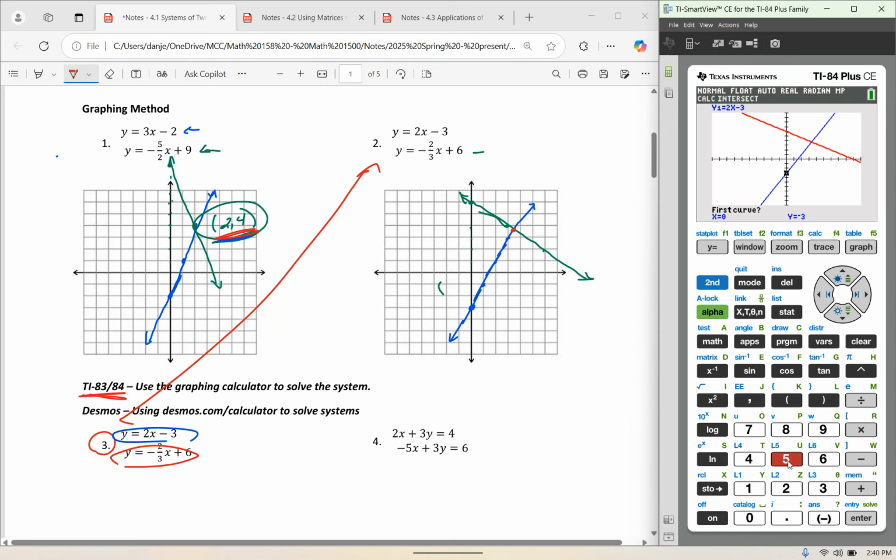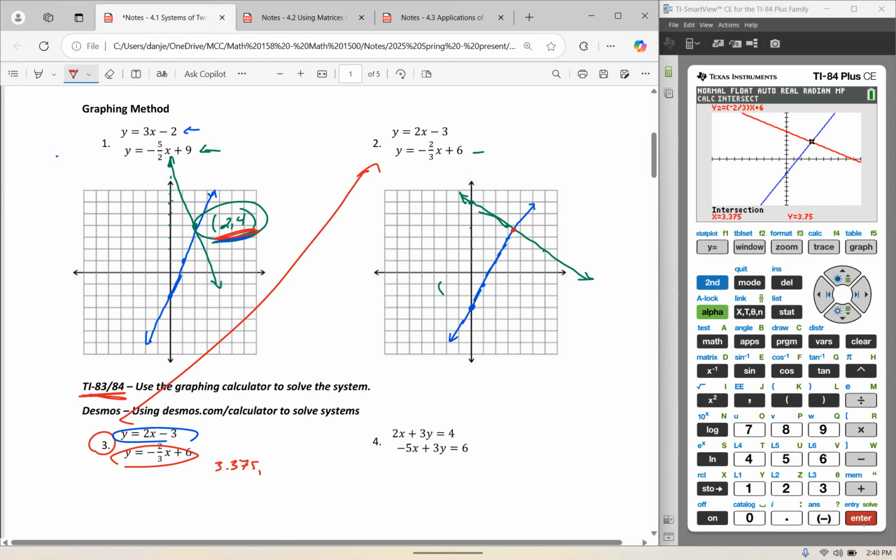The calculator is going to ask me a few questions, and many people miss at the top here. It says y1 in blue. It says y1 equals 2x minus 3. Is that your first curve? Yes, it is. And all I need to do is press enter to say yes. And then you'll notice up here it says y2 equals negative 2/3 x plus 6. And the question is, is that your second curve? Press enter to say yes, it is. And then your guess. The quality of your guess does not matter. Simply press enter.